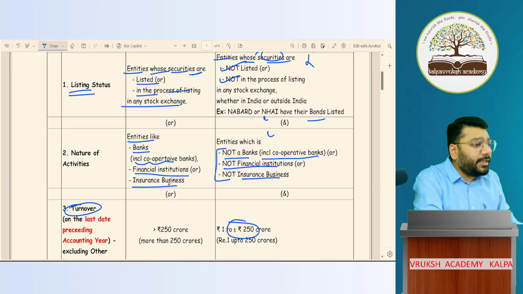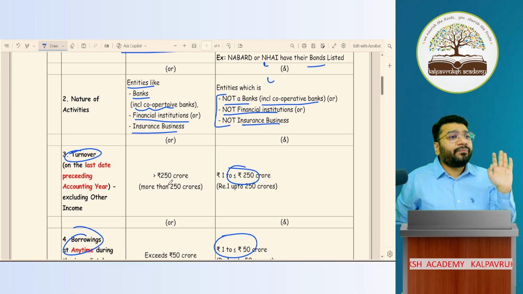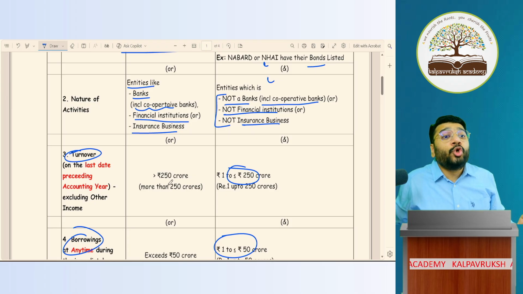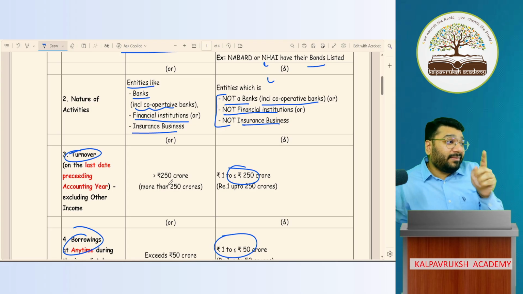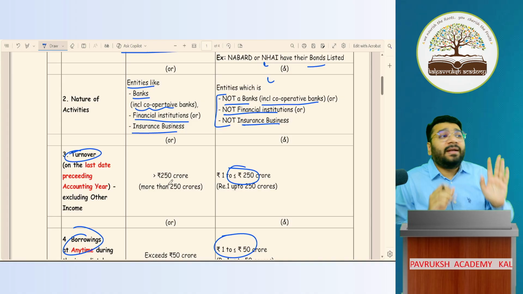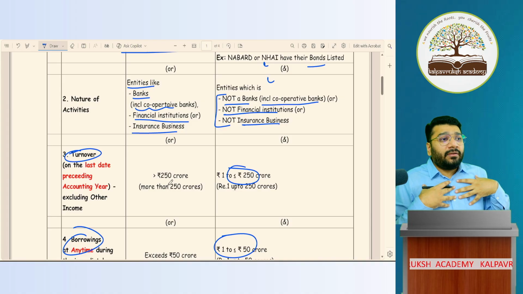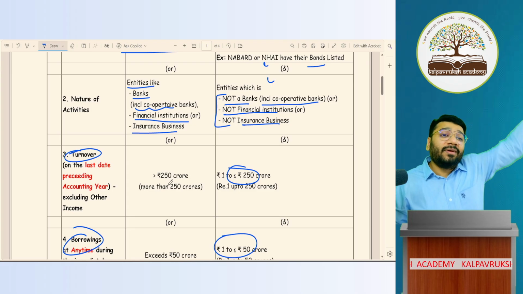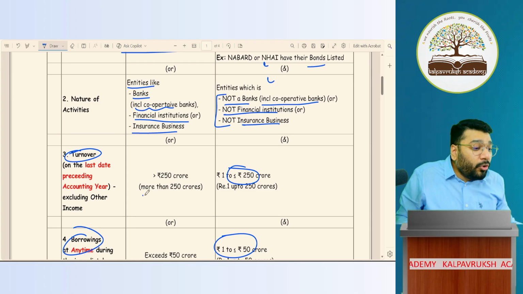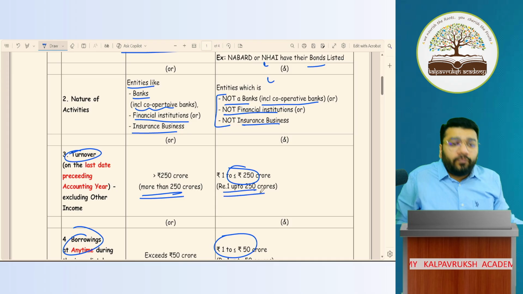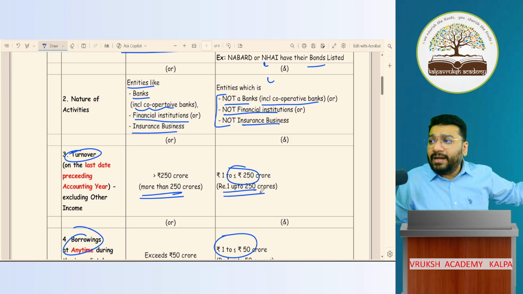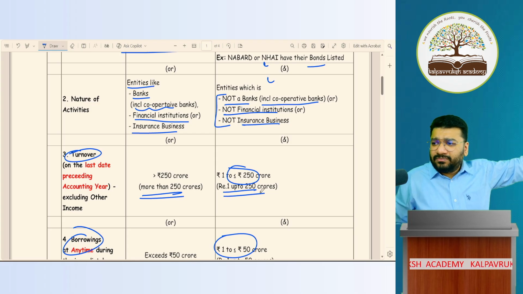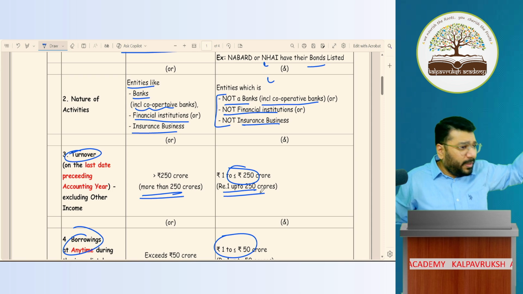Okay. Third condition, same condition, turnover condition. My turnover should be not more than 250 crores. Turnover up to 250 crore it can be, that is from 1 rupee to 250 crores. If my turnover is there, I am MSME. If my turnover is more than 250 crore, I'm a large entity. So more than 250 crore, large entity. Up to 250 crore, I'm an MSME. Any difficulty in this? Any difficulty? Tell me, is it very difficult? Open your mouth and say.